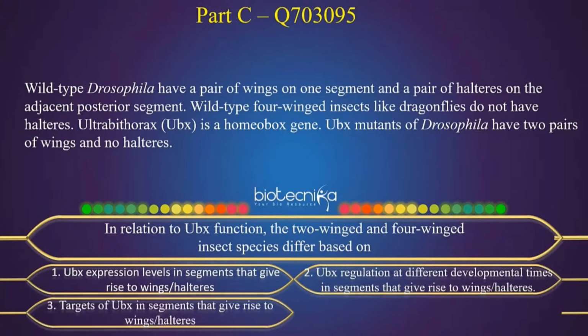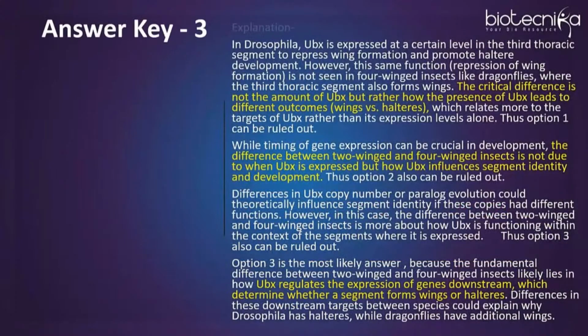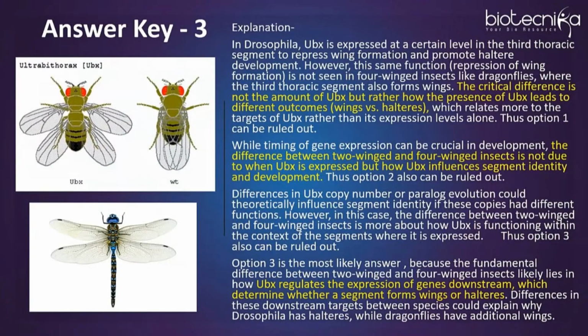Okay. So if you look at the options over here, in Drosophila, UBX is expressed at a certain level in the third thoracic segment to repress the wing formation and promote the haltere development. The reason why normal Drosophila wings don't develop in the third segment is because UBX suppresses the wing development. UBX is not there in the second segment. That is why it is not able to suppress the wing development, and that is why from the second segment wing is present.